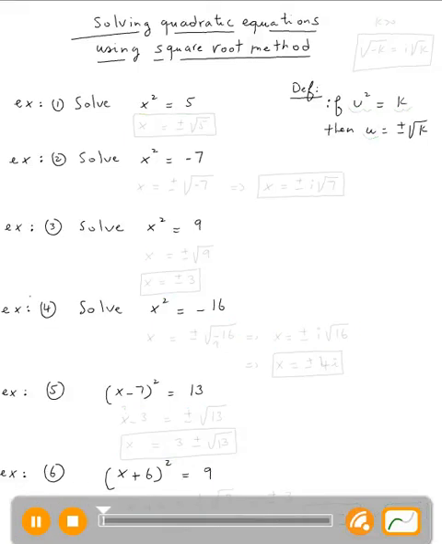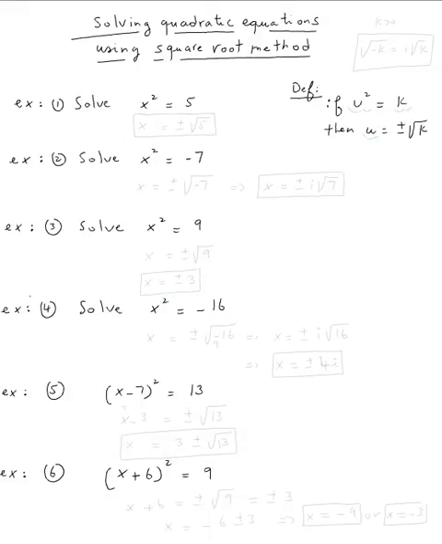Okay, the topic here is solving quadratic equations using the square root method. So here's the definition. If a quantity squared is equal to some number k, and that number could be negative, then that quantity will be minus or plus the square root of that number k. So in this case, my k happened to be 5, and that quantity happened to be x. According to the definition, x is going to be equal to minus or plus the square root of k, and k in this example is 5, and I'm done.